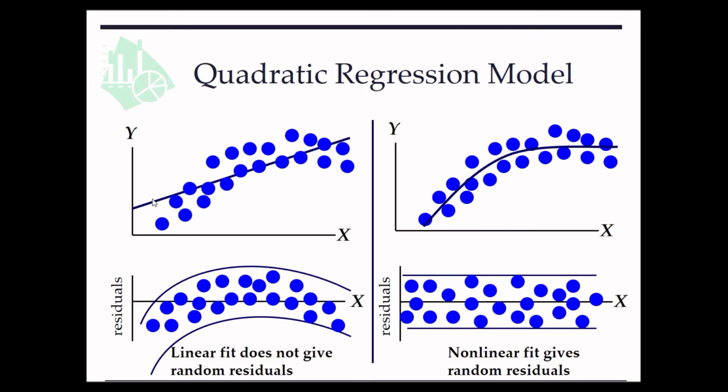If we use a linear regression model, then the linear fit does not give random residuals. When we use a quadratic regression model, then the nonlinear fit gives random residuals.